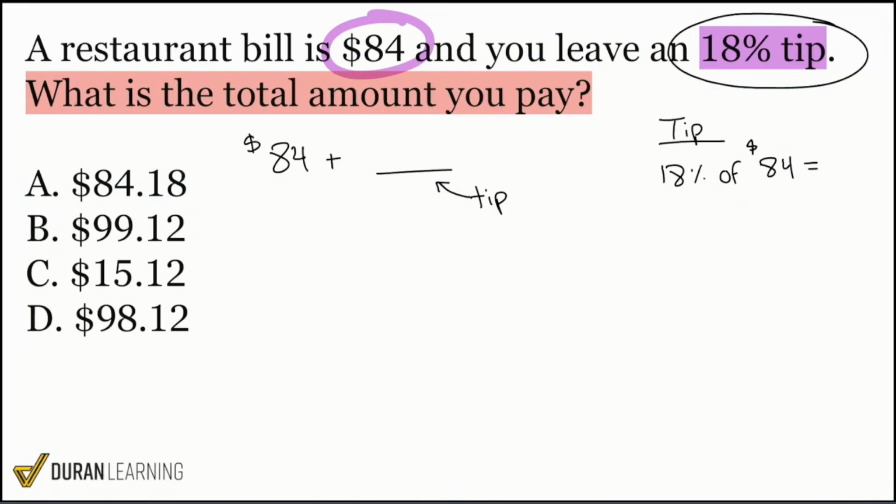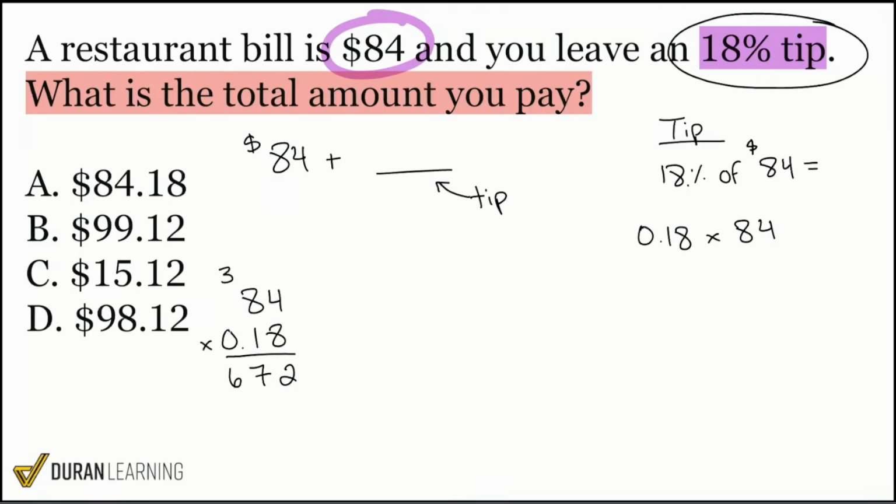And so what that's going to turn into is we're going to take the decimal here, move it twice to the left to convert that percentage. So that'll be 0.18 multiplied by 84. So let's go ahead and calculate this over here. 84 multiplied by 0.18. Move that over slightly. And here we go. 4 multiplied by 8 is 32. Carry the 3. 8 times 8 is 64. Carry the 3 is 67.